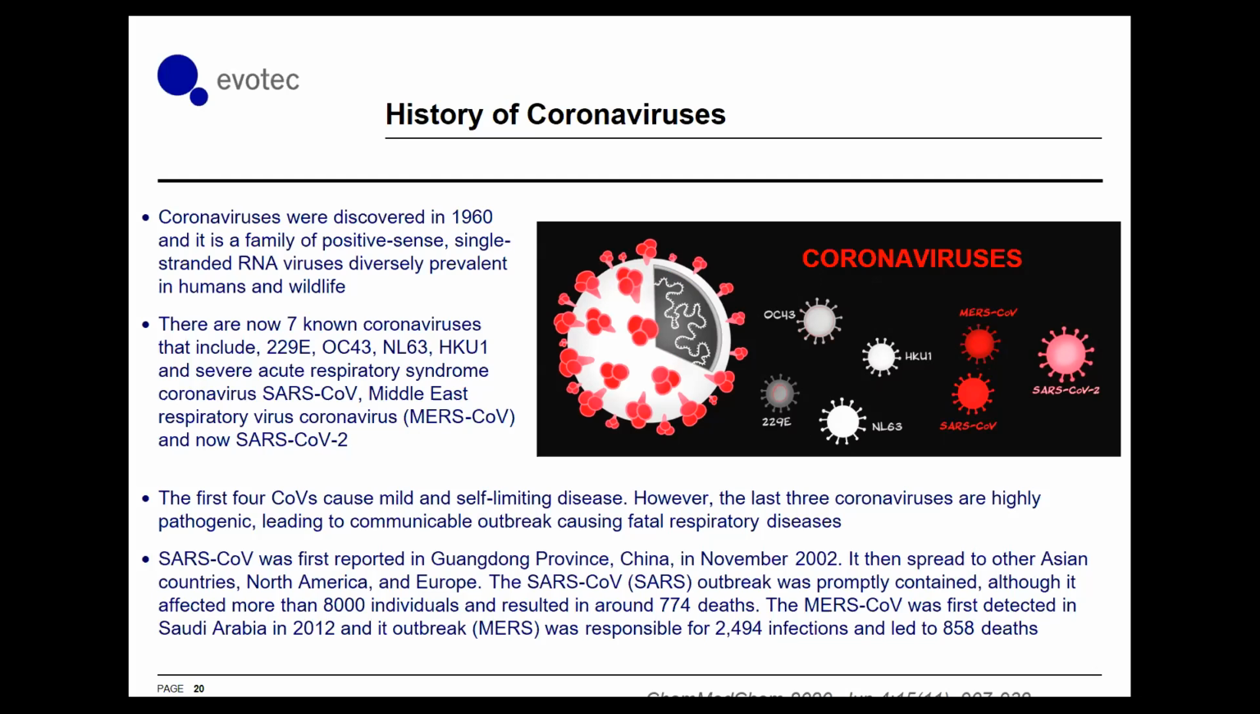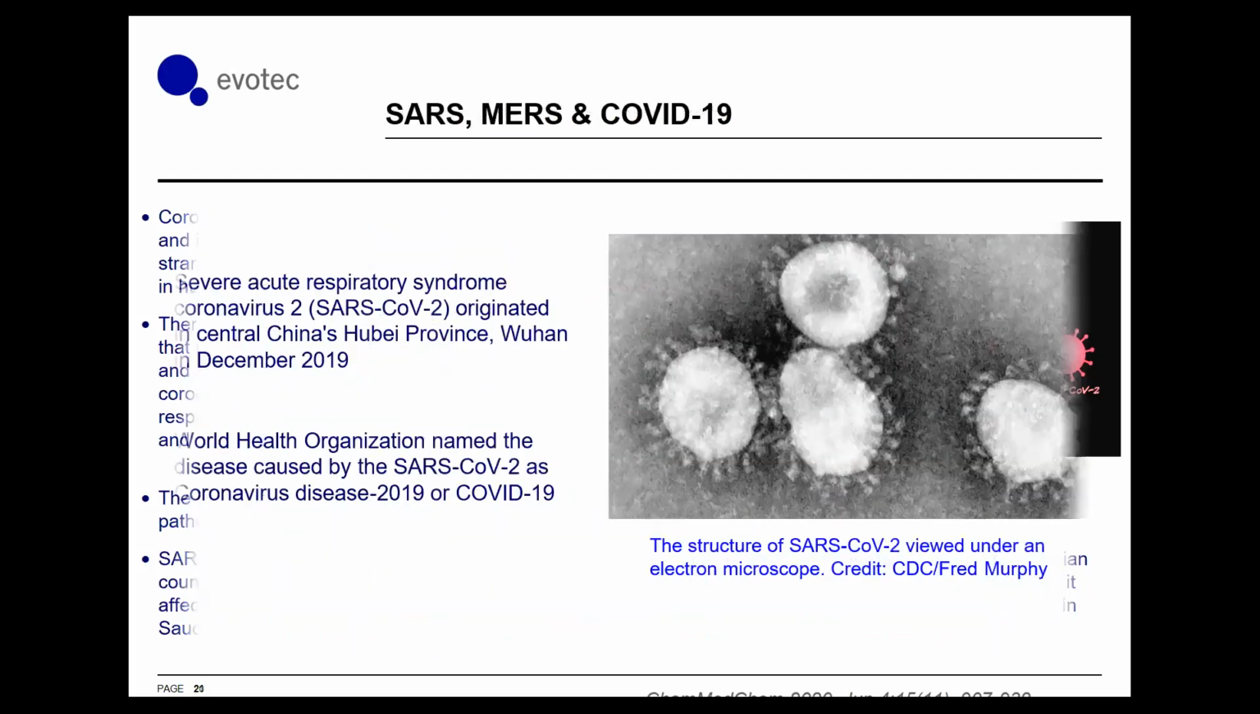Okay, so we have coronavirus, the original SARS was reported in 2002 in China and spread to Asia, North America and Europe, but it was promptly contained. And then there was MERS in 2012, and now we have SARS-CoV-2. So we have it quite often now, unfortunately, and CoV-2 has really caught us by surprise.